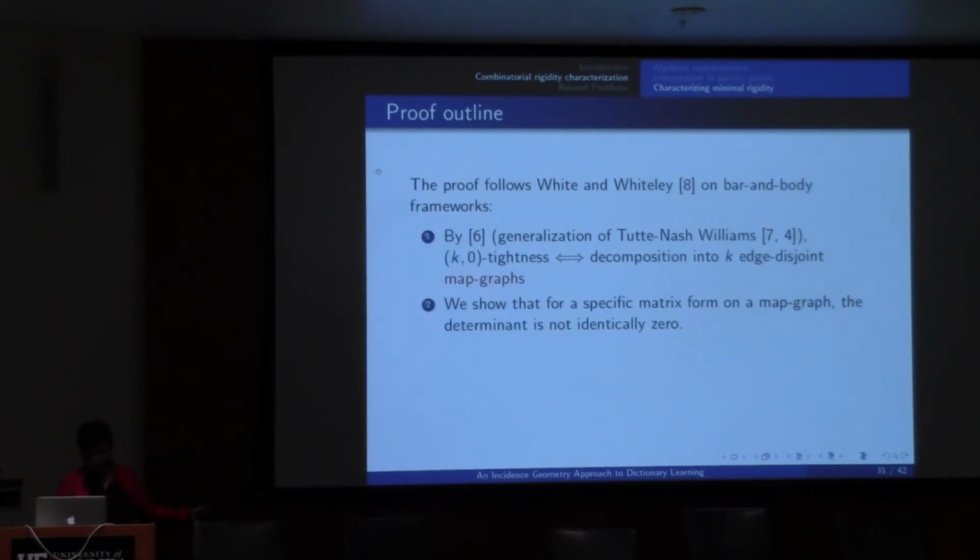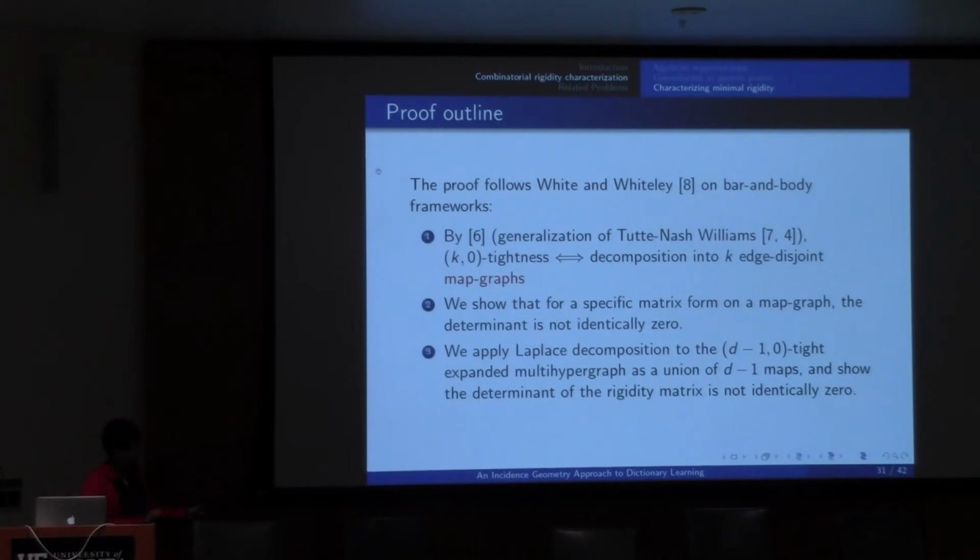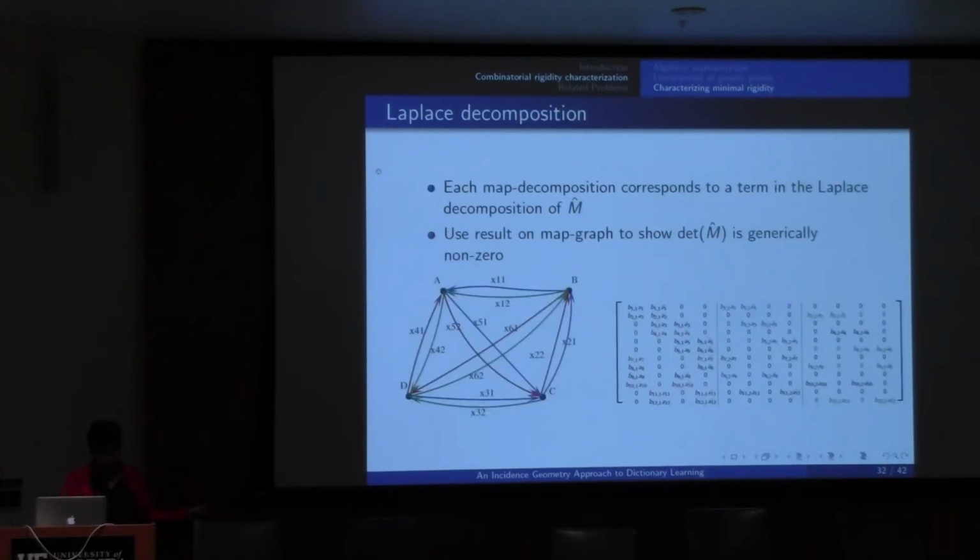So from this we can get the tightness or sparsity condition to be equivalent to decomposition into these map graphs with the additional condition with the arrows. And then we can show that once we get this decomposition, the matrix does not have determinant that's identically 0. To get this, we use the Laplace decomposition of that matrix, and have to show that generically a bunch of determinants don't vanish, right?